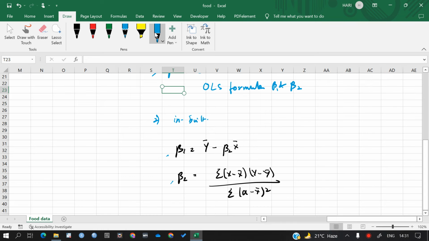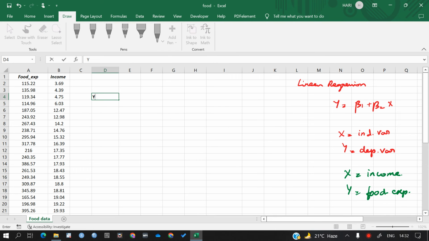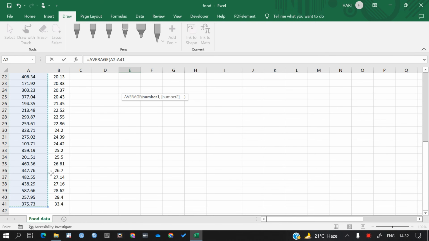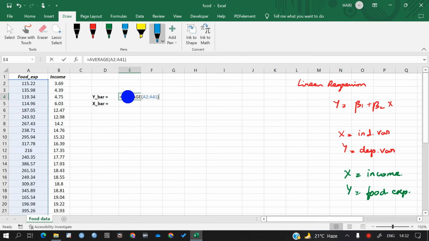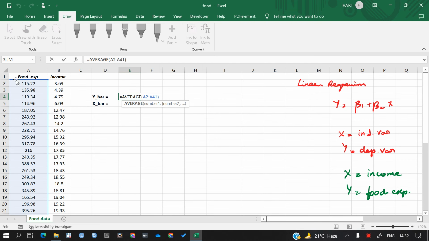So first initially we need to find the value for y bar and x bar. Okay, let's find the values for y bar and x bar here. Y bar is equal to, x bar is equal to. So what is y bar? Y bar is nothing but the mean value of the dependent variable, that is y. So in our model, food expenditure is the dependent variable. So we need to calculate the average value for food expenditure. For that, the formula is average, and we need to select the range of food expenditure. So I have selected from A2 to A41 to find the value for the mean of food expenditure.